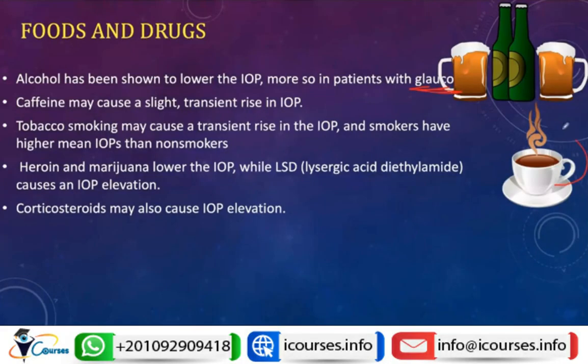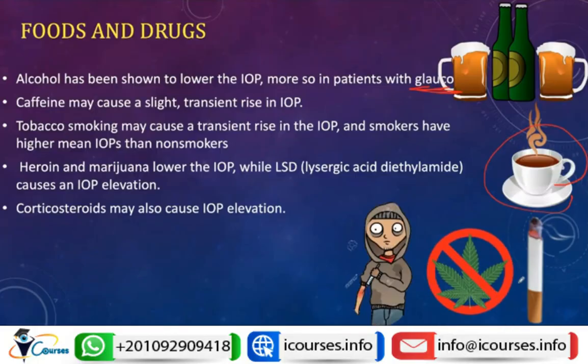Caffeine, on the other hand, can cause a transient increase of the intraocular pressure, as can tobacco smoking. On the other hand, marijuana, heroin, or LSD, these are narcotics, can affect the intraocular pressure. Heroin and marijuana can cause lowering of the intraocular pressure, while LSD can cause elevation of the intraocular pressure.